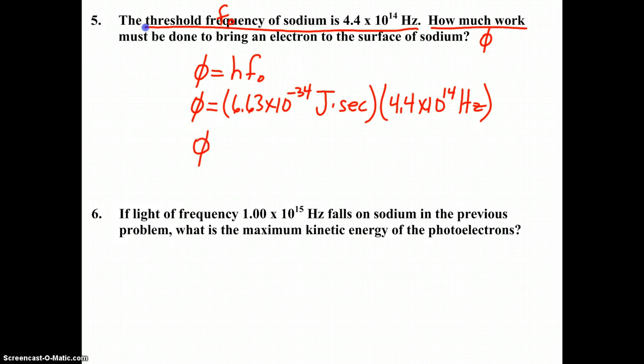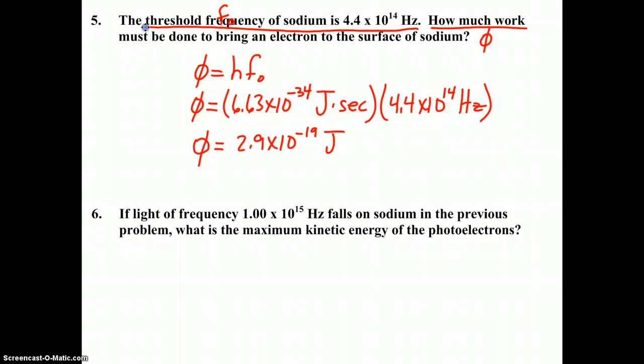So we multiply those two on our calculator, and I believe we get 2.9 times 10 to the negative 19 joules. And that's an easy enough problem. That's all they asked us for in number 5.